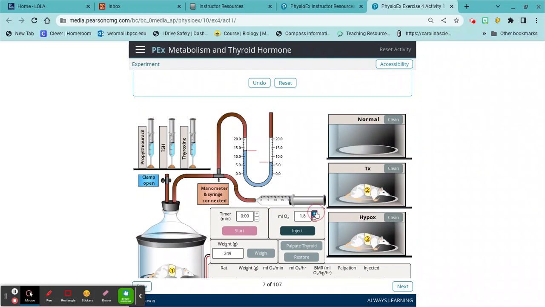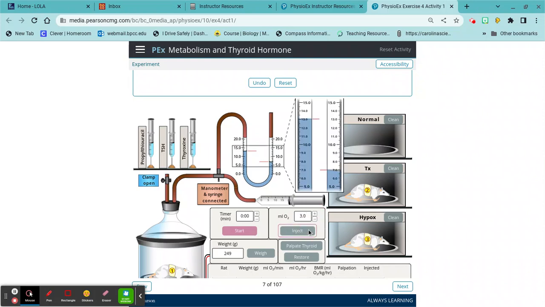Let's start with 3 mils of O2, and we're going to inject and see what happens. Nope, that was not enough. Okay, so now that I'm a little bit closer and I can see a little bit more of what happens, I know that this is going to be 1, and that's probably going to be 1.8.